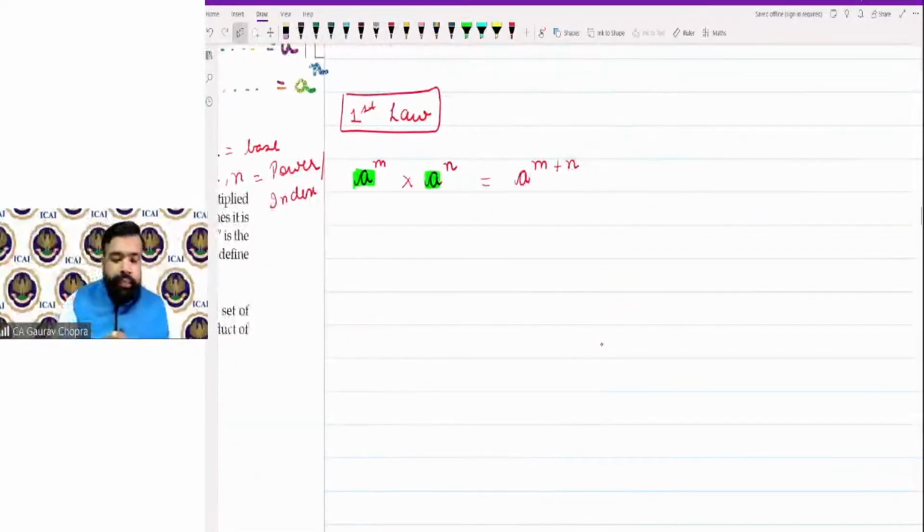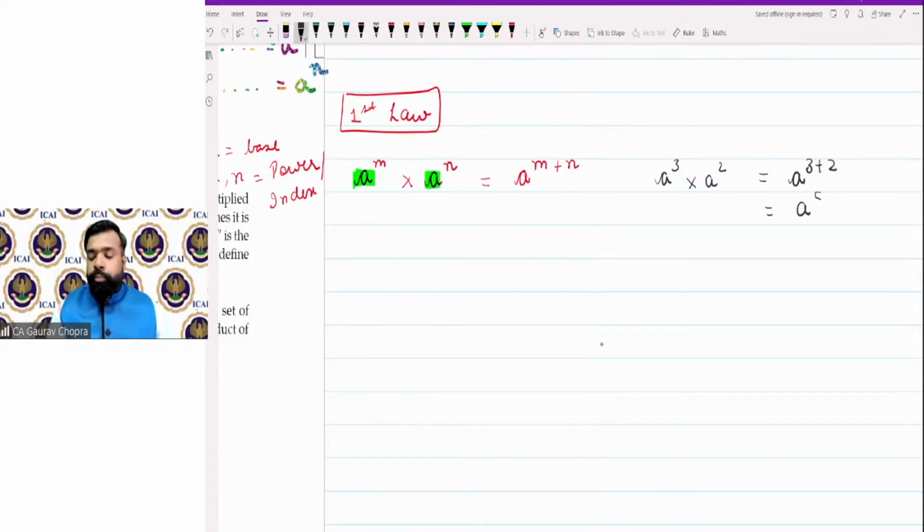Let's take one example here. A to the power of 3 multiplied by a to the power of 2. Now the result will be a to the power of 3 plus 2, that is a to the power of 5. A to the power of 5.